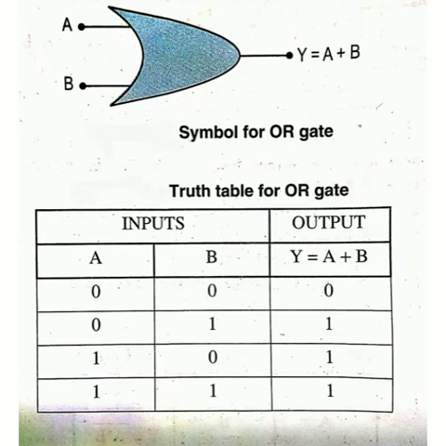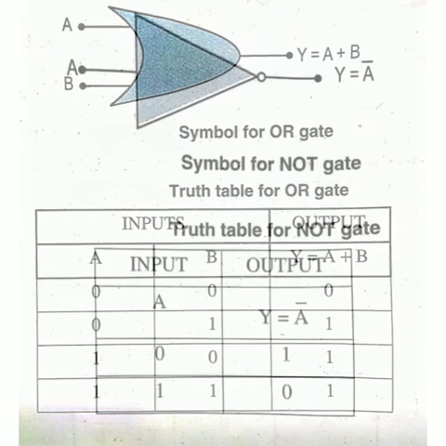This is the truth table of the OR gate. It has two inputs and one output, that is Y is equal to A plus B. When both the inputs are high, the output will be 1, and when both the inputs are low, the output is also low. Now come to the NOT gate.